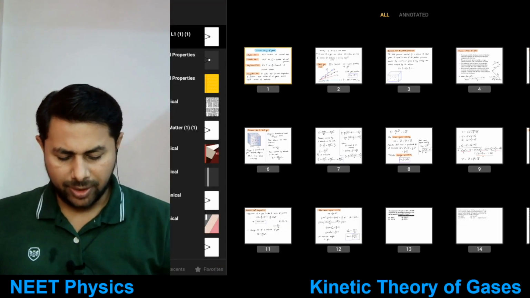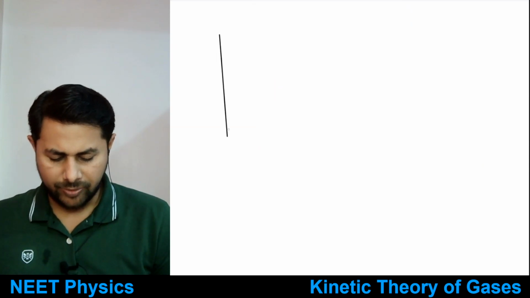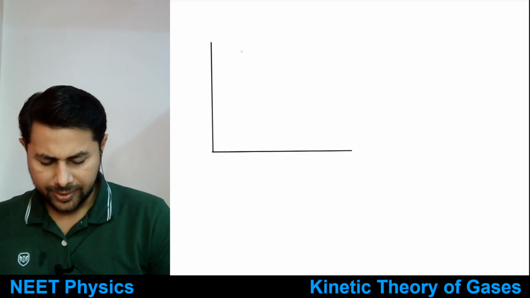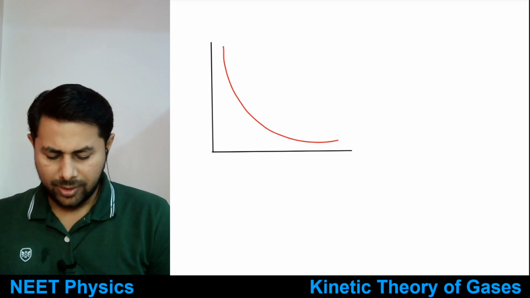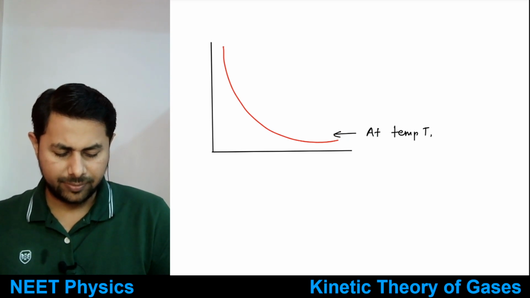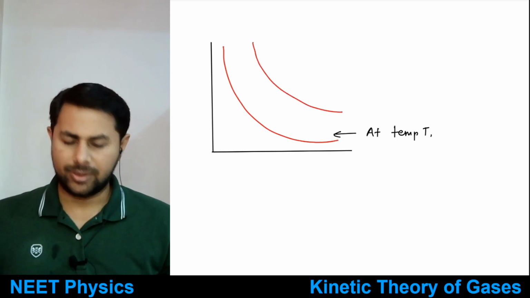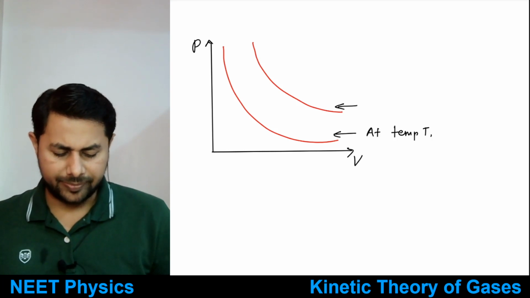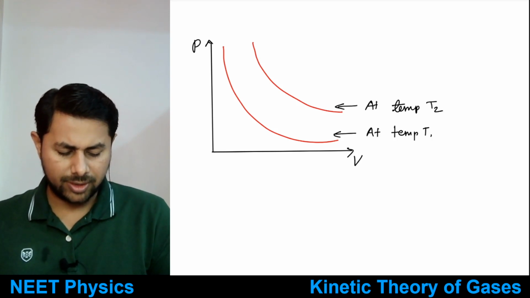If you want to plot a graph of them, a pressure versus volume graph, it will look like this. This is at some temperature, let's call it T1, suppose 1000 Kelvin. Then at a higher temperature it will look like this, suppose at 2000 Kelvin. Because this is a pressure versus volume graph and temperature is constant here, this is at temperature T2.